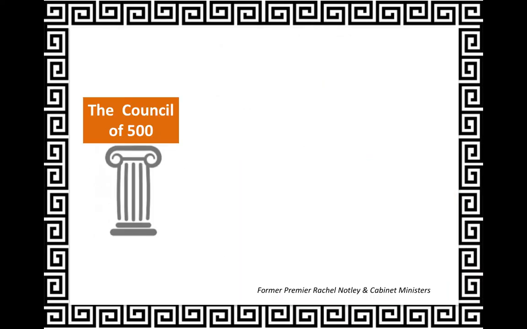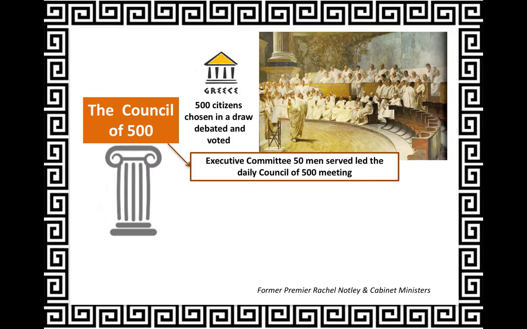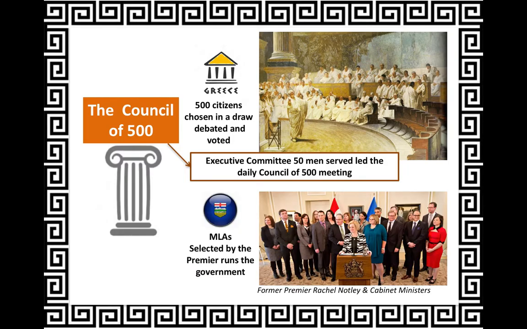Okay? Then we have the Council of 500. The 500 citizens chosen in a draw debated and voted, and they also included the Executive Committee, which was the 50 men that served, led, and ran the daily Council of 500 meetings. What could that possibly be for the Alberta legislature or the provincial government? Let's take a look. Well, the MLAs selected by the Premier run the government.